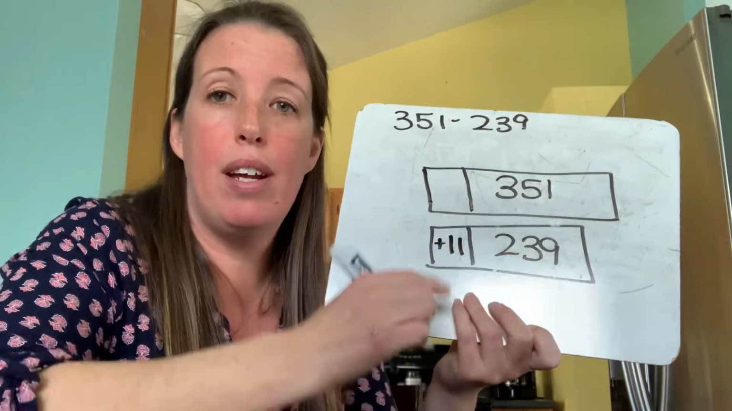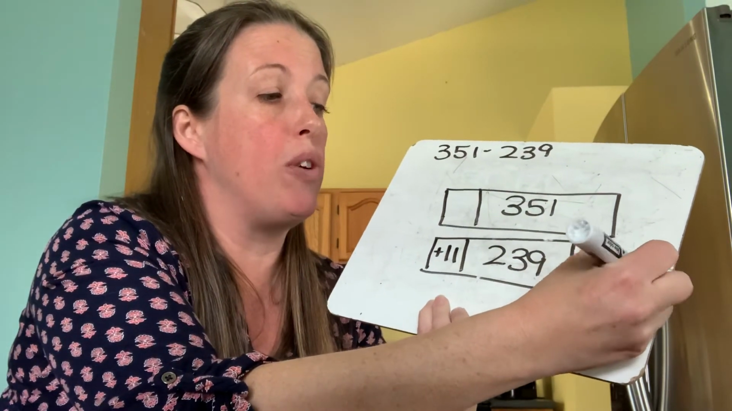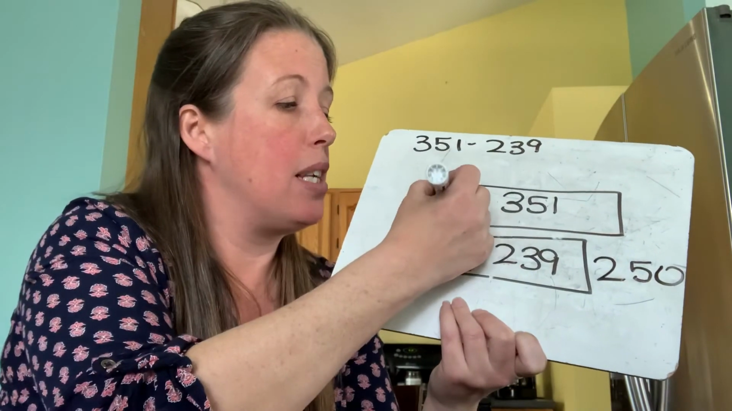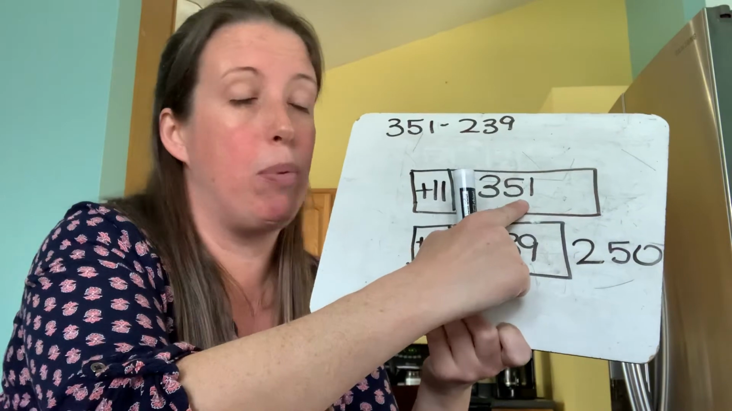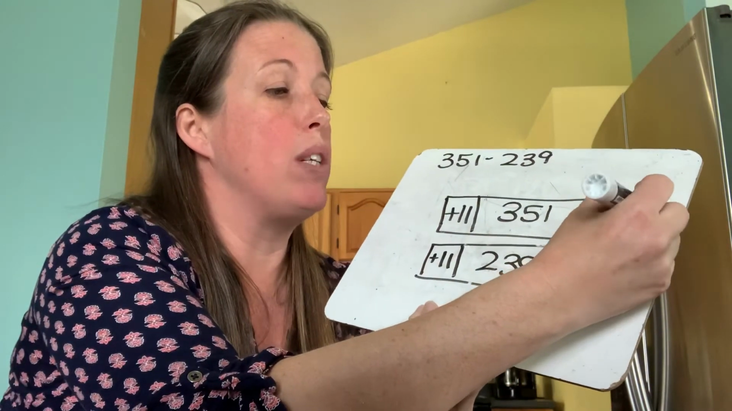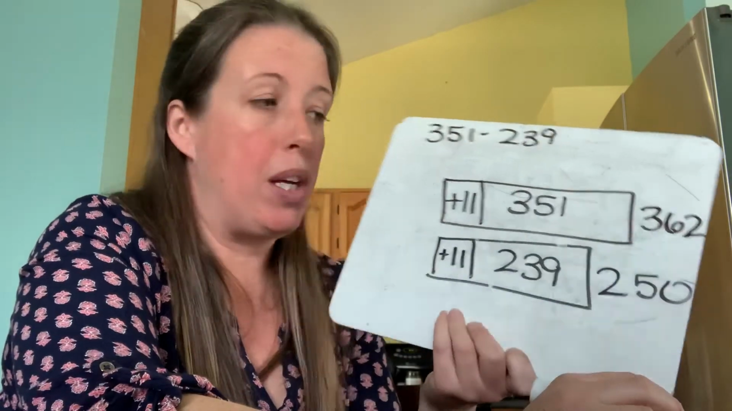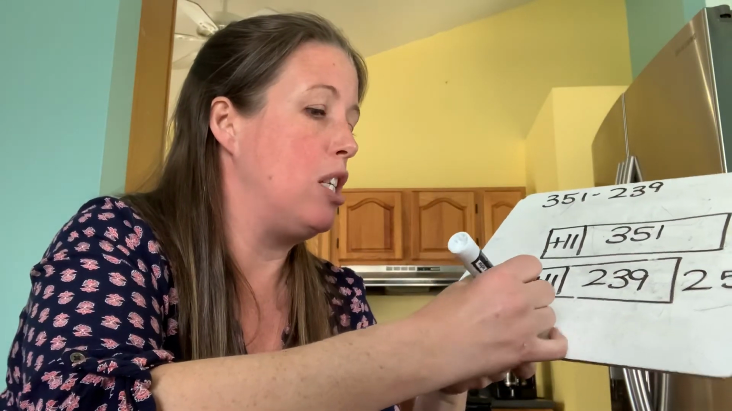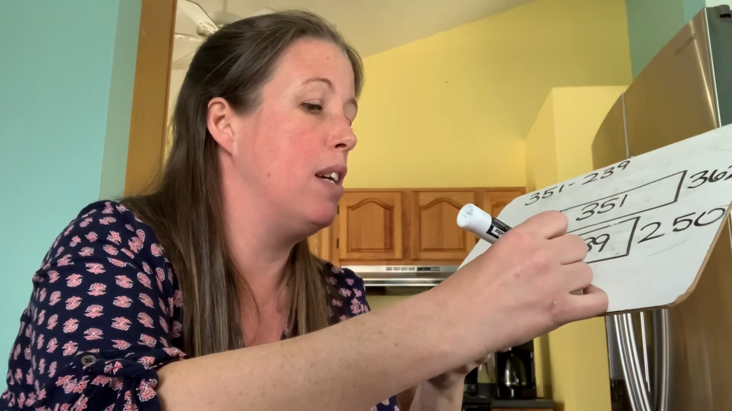Add 11. Now if I'm adding 11 to this to bring it to a friendly 250, I have to compensate by adding 11 to this number. 350 plus 10, 351 plus 10 is 361. So plus 11 would be 362. So I have my new numbers now that I'm going to be subtracting. So I have 362 minus 250.